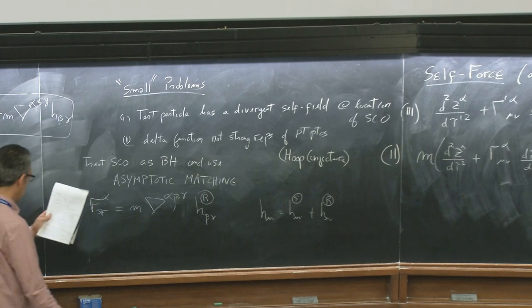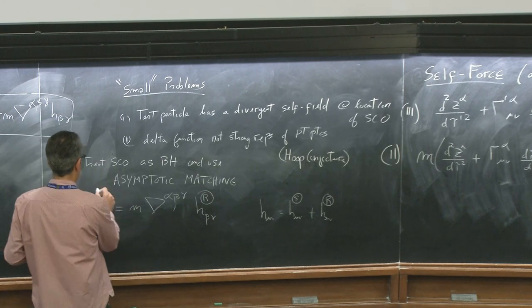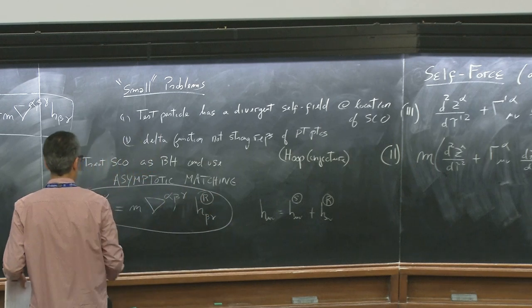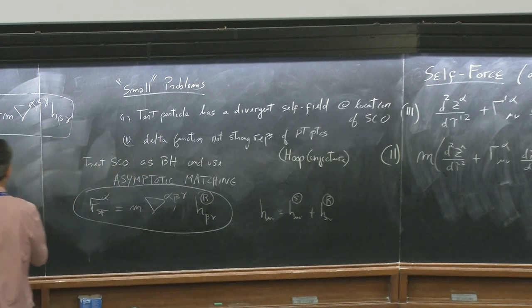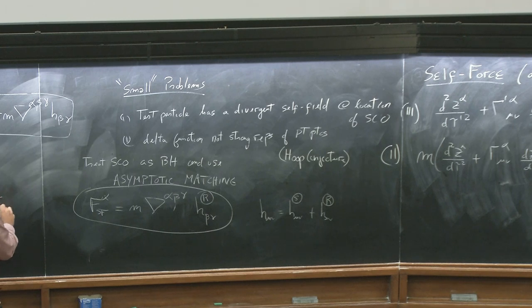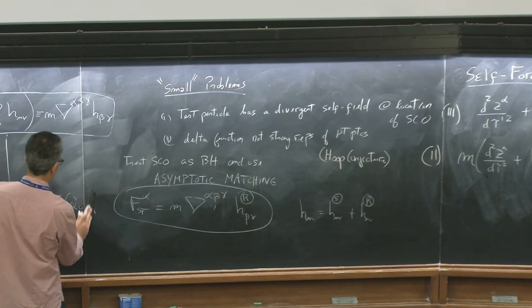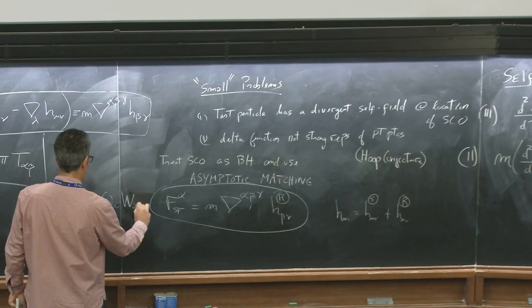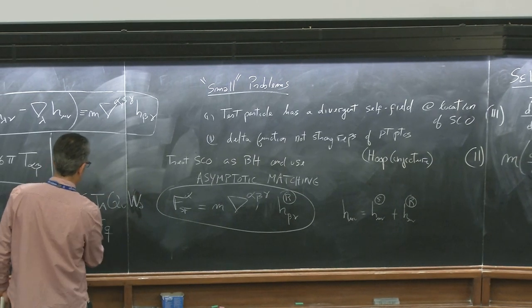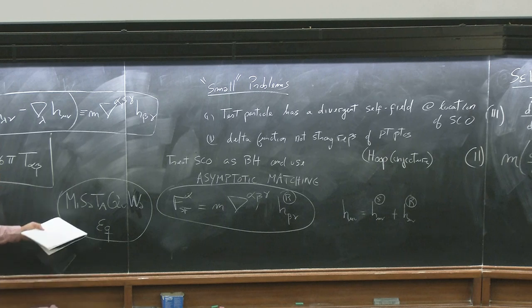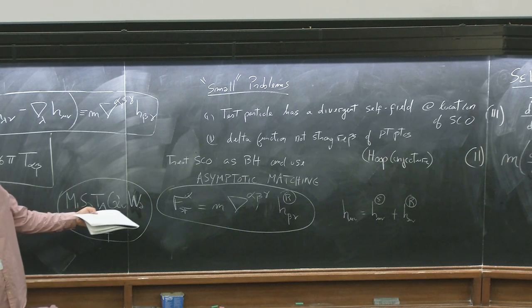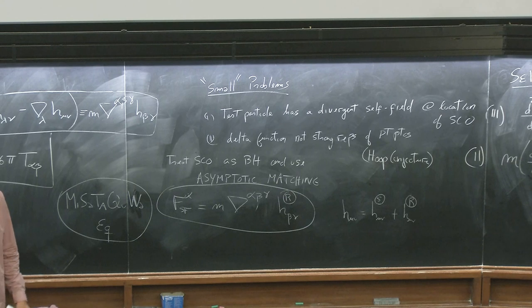So this sort of expression with the regularization included is what Bob was referring to as the MiSaTaQuWa equation, which stands for Mino, Sasaki, Tanaka, Quinn, and Wald equation. So I leave it there.